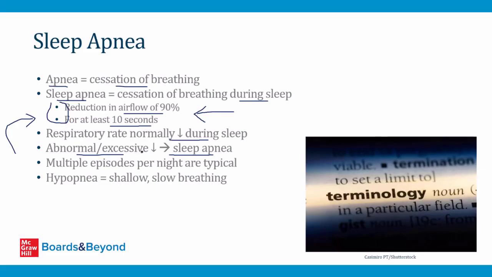Most patients don't just have one episode a night, they have multiple episodes per night, and that's part of the reason this leads to clinical symptoms that we'll talk about in a minute. And you should also know the term hypopnea. This refers to shallow, slow breathing. Basically, it's episodes of abnormal breathing that don't meet the criteria for sleep apnea.